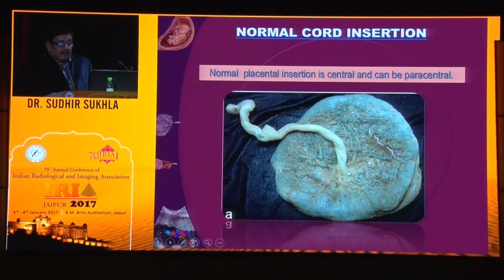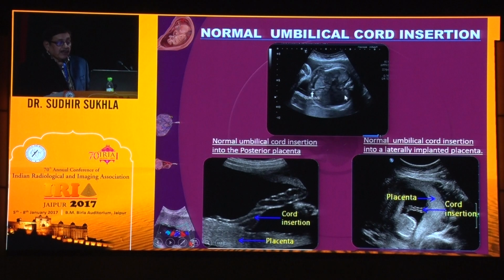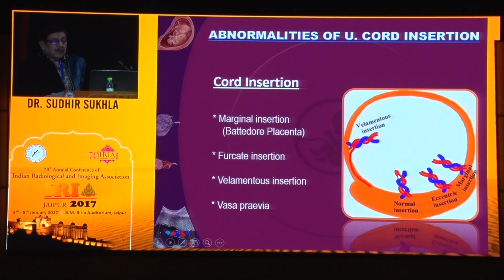Then this is a normal cord insertion. It can be central or paracentral. Here are pictures of normal cord insertions. Then there can be abnormal cord insertions. It can be marginal, furcate, velamentous, and vasa previa.